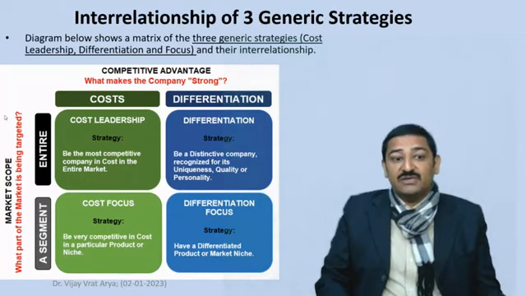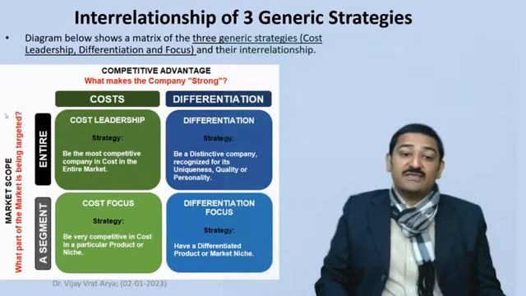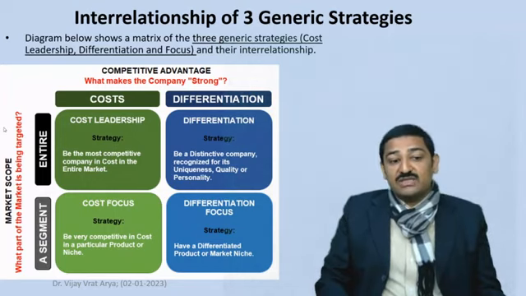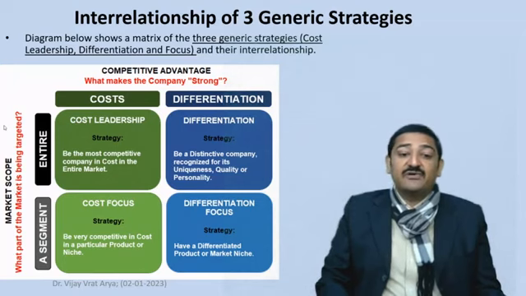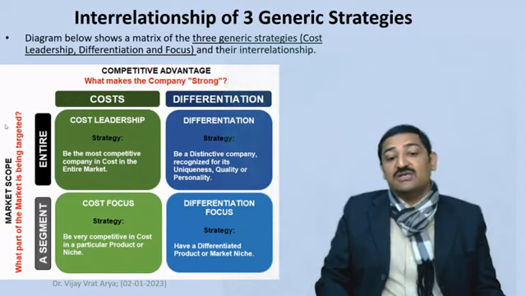If we refer to this matrix from the point of view of competitive advantage over the market scope, then the first strategy, cost leadership, is to be the most competitive company in cost in the entire market. But if we refer to the differentiation, then the differentiation strategy needs to be a distinctive company recognized for its uniqueness, quality, or personality. If we refer to the focus strategy, then the strategy could be to be very competitive in cost in a particular product or niche, that is the cost focus based strategy. But if we refer the focus towards differentiation, then the strategy could be to have a differentiated product or market niche.